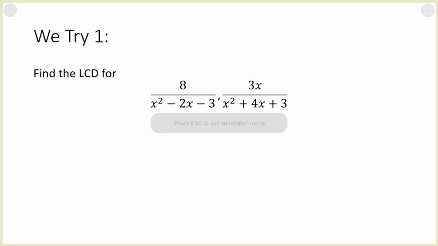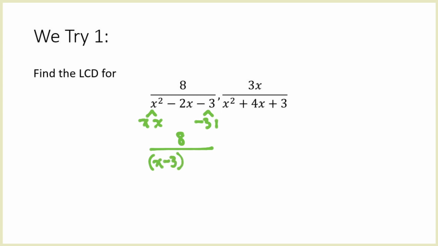So let's work on this one. I'm going to be factoring this guy. This is going to factor into x times x and negative 3 times positive 1. So if I factor this guy out, this is going to be 8 over x minus 3 times x plus 1. This one is x times x and 3 times 1. So if I factor this, this is going to be 3x over x plus 3 times x plus 1.